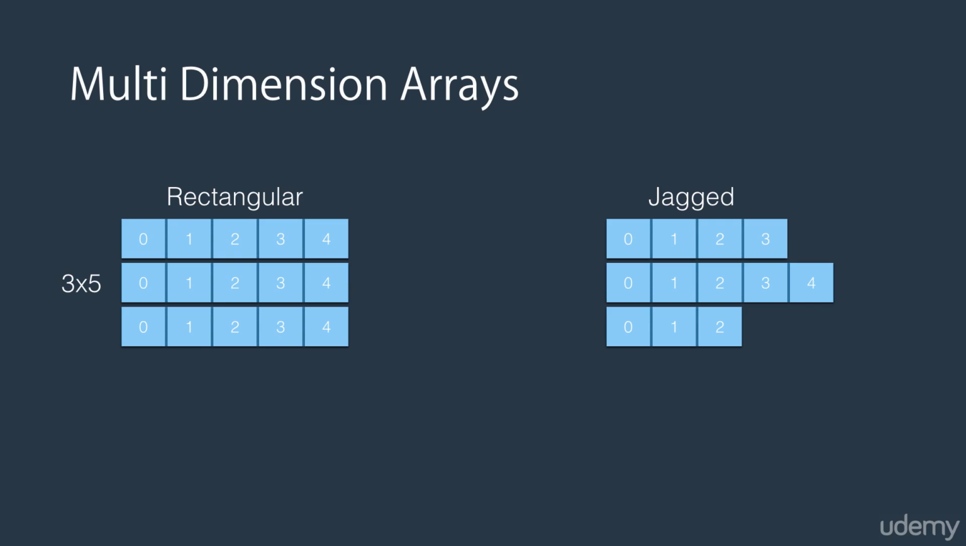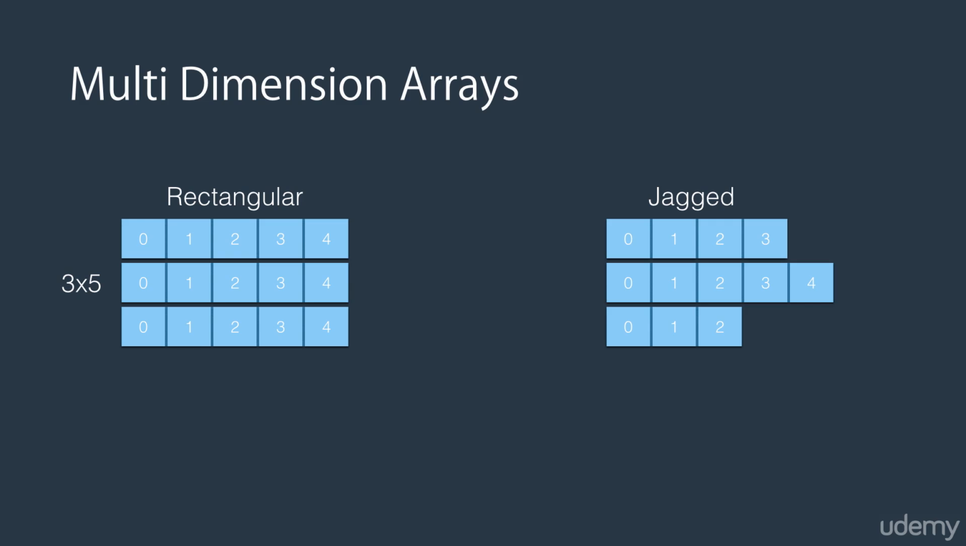Having said that, the difference might be really tiny, especially with the computers we have these days. So my pragmatic advice to you is don't get stuck about the difference between rectangular and jagged array too much. Just be aware that in C# we have two types of multi-dimension arrays.